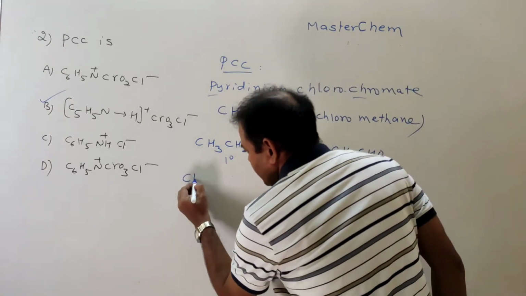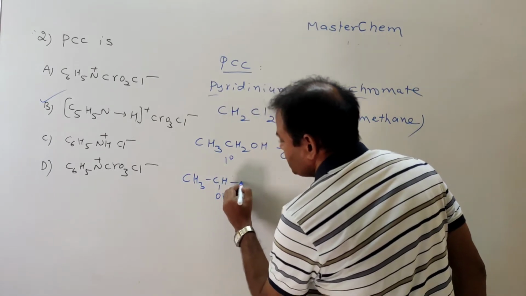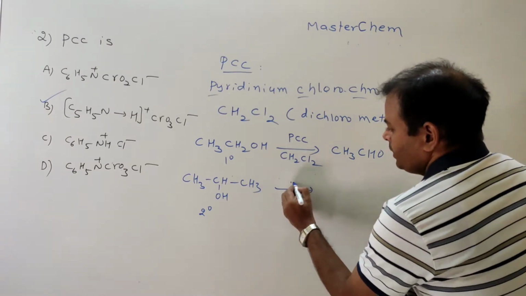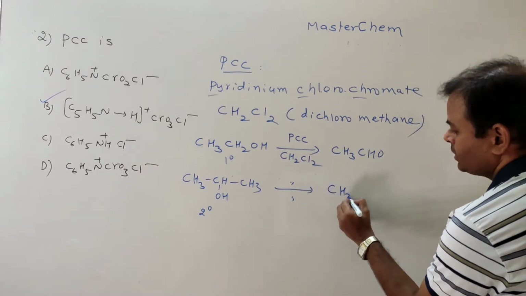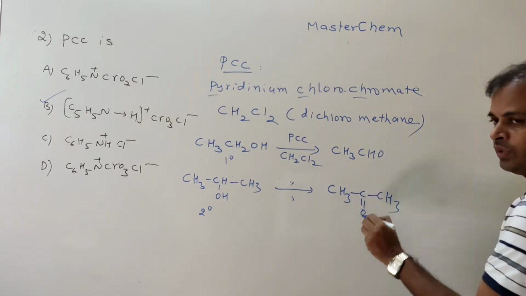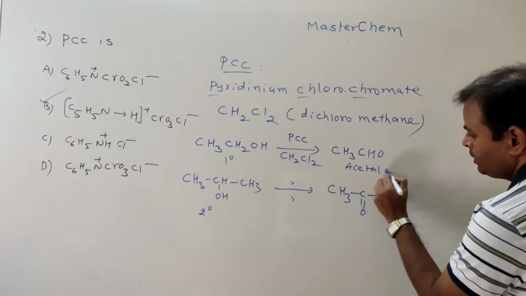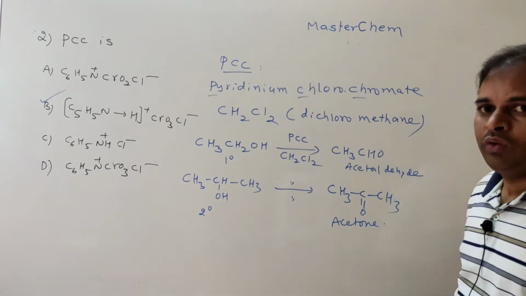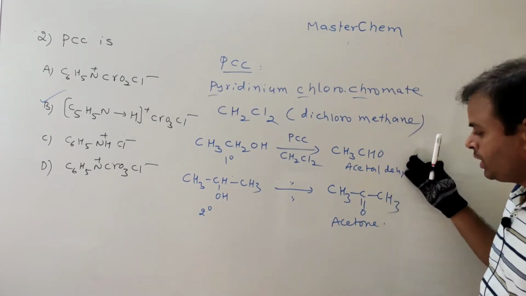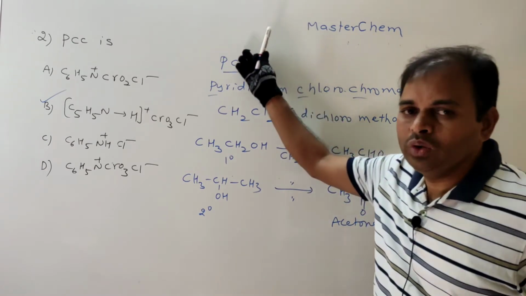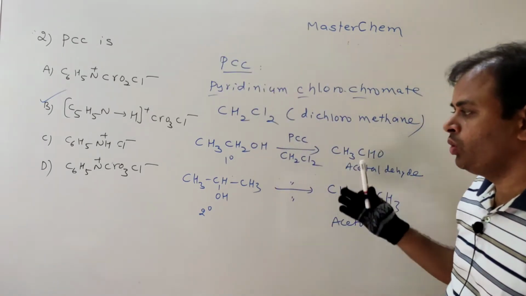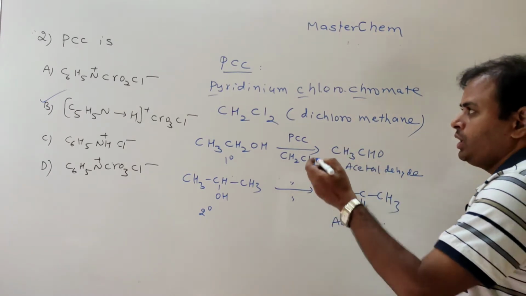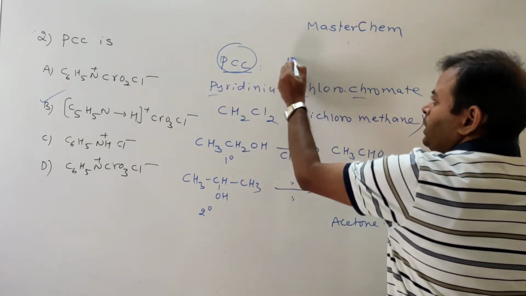Now if you take a secondary alcohol, that is CH3CHOHCH3, isopropyl alcohol, under the same conditions, what does it give? It gives acetone. This one is acetaldehyde and this one is acetone. For the preparation of carbonyl compounds, aldehydes and ketones, from alcohols, we use PCC, pyridinium chlorochromate, along with the non-aqueous solvent dichloromethane.